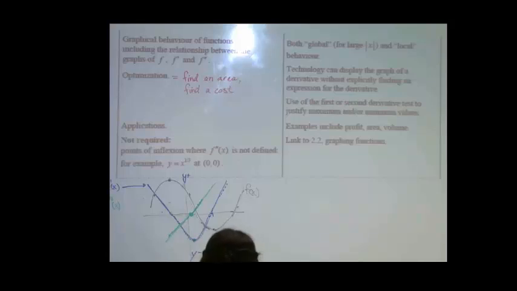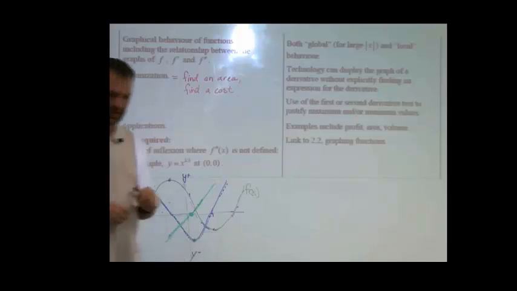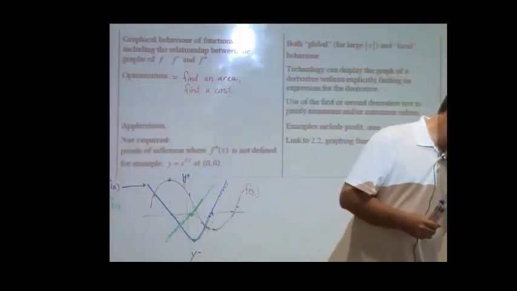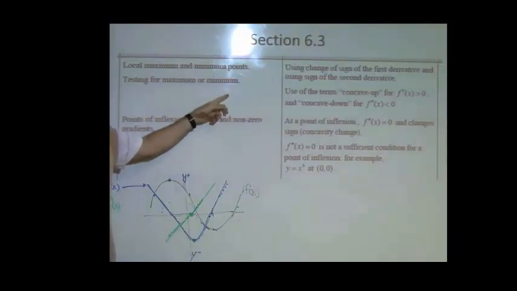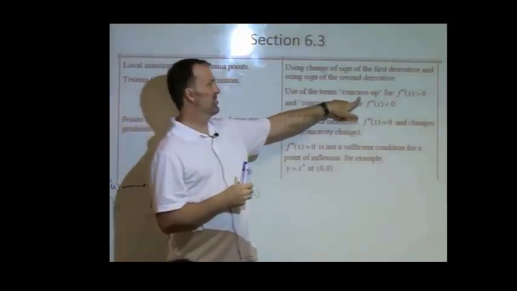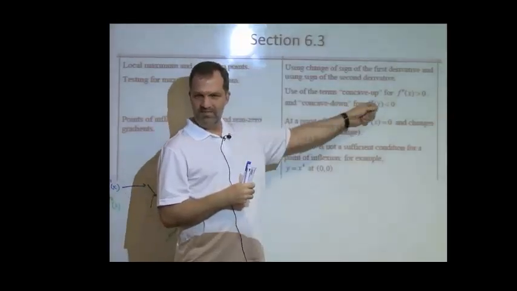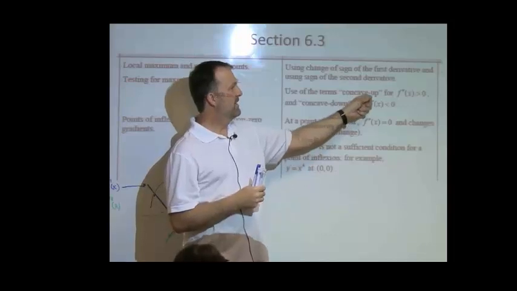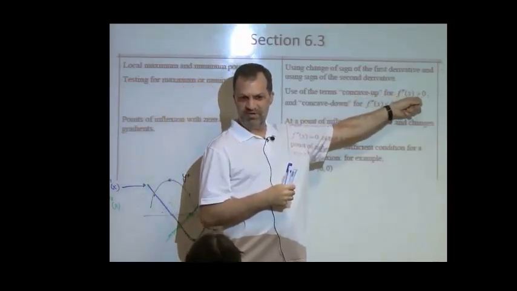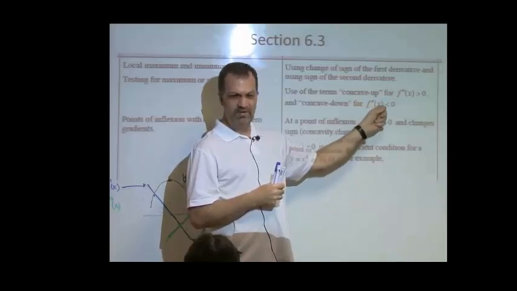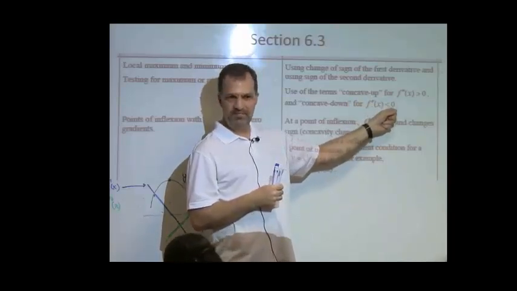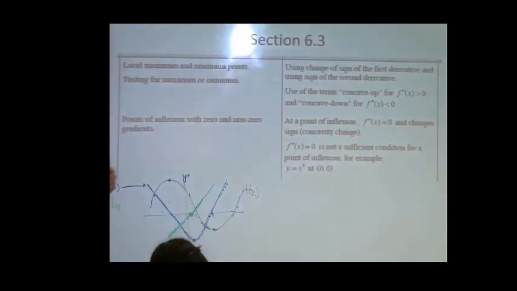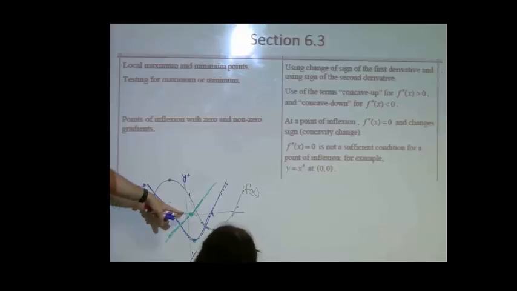Now, I want to flip back to the page before. You have it right above. Finding maximum and minimums. They also use the terms concave up and concave down. Concave up when the second derivative is positive. Concave down when the second derivative is negative. Now, you might need some arrows or something to connect, because we can look at our graph here.